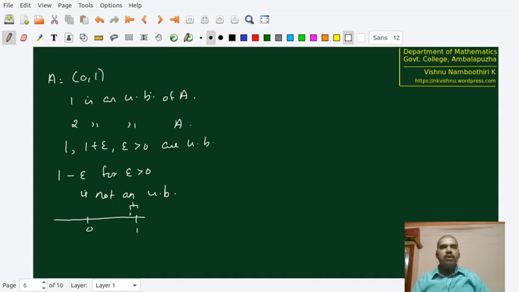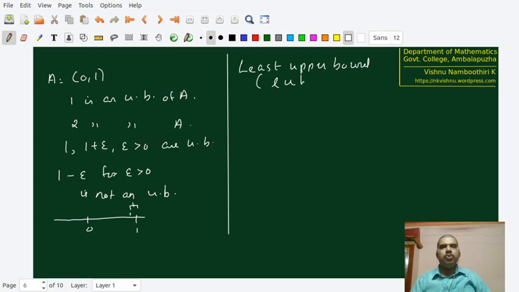and we call 1 the least upper bound of A, or LUB. Sometimes we call this LUB using the word supremum also. We are going to define this notion rigorously. What we are going to define is supremum, or least upper bound, or LUB, or supremum.